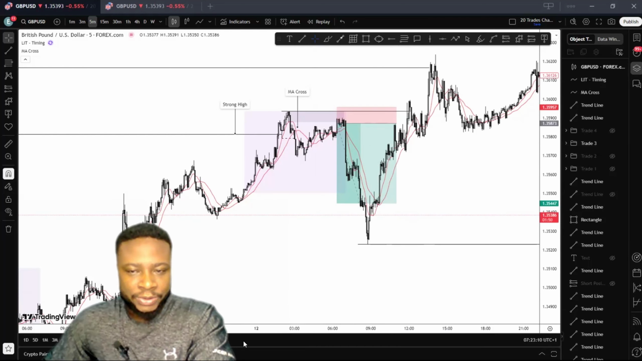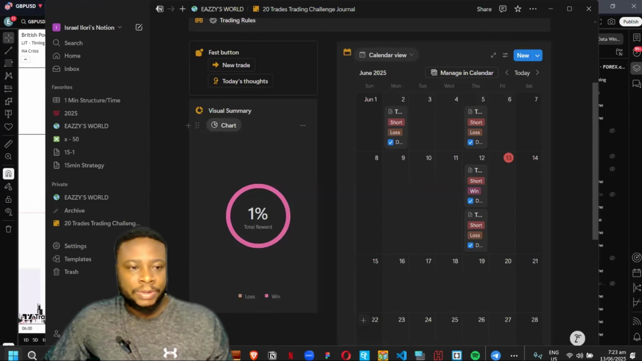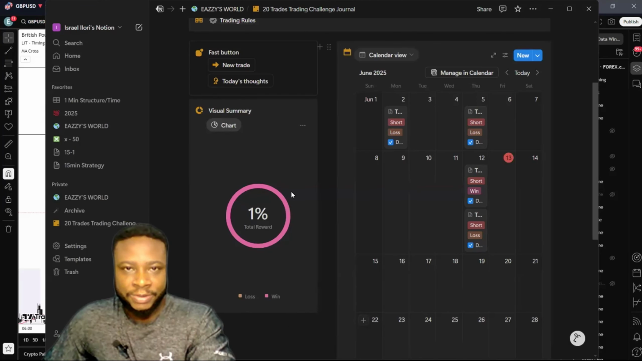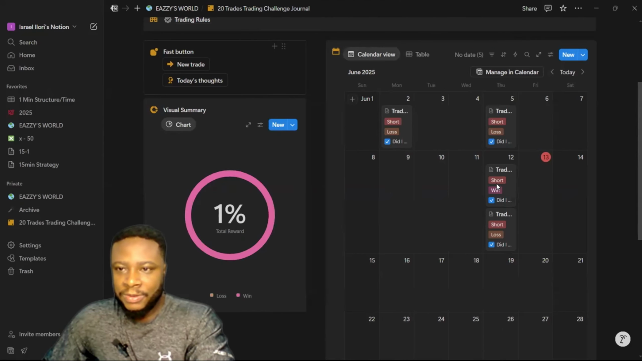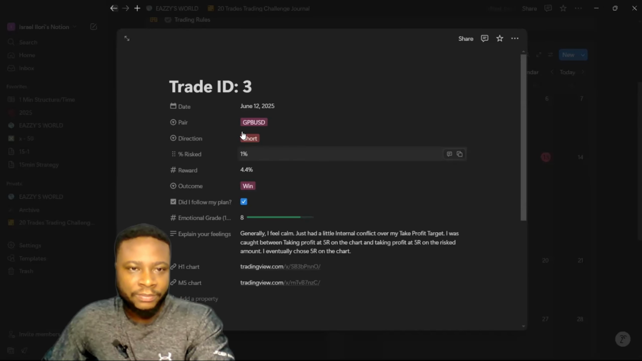So let me show you the journaling. As you can see, this is the journal. Nothing much so far. This right here is trade 3, and I click it. You see the pair I traded, direction, I risked 1%, and my reward was 4.4%. I will explain that. The outcome of this trade was a win. Did I follow my plan? Yes. I rated myself 8 out of 10. And this was what I felt.